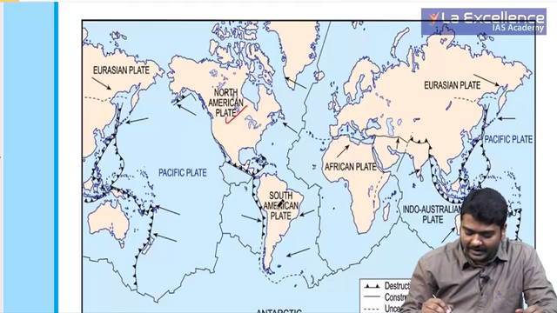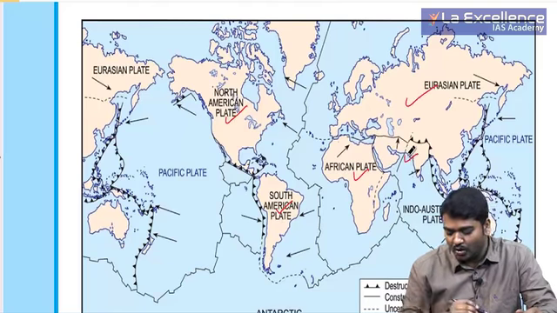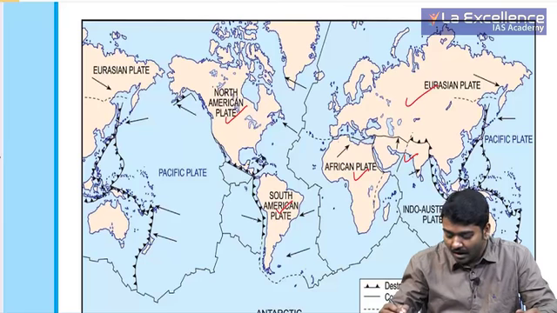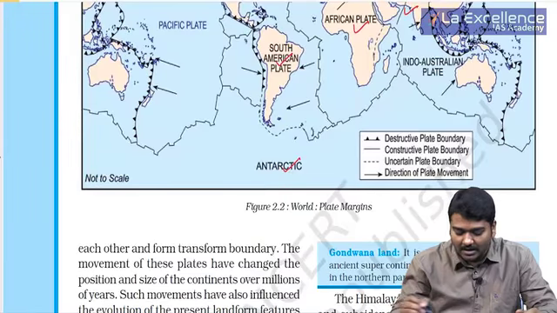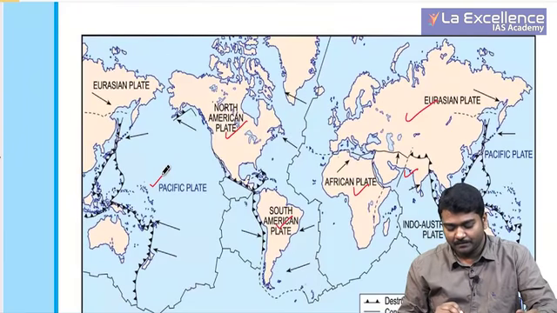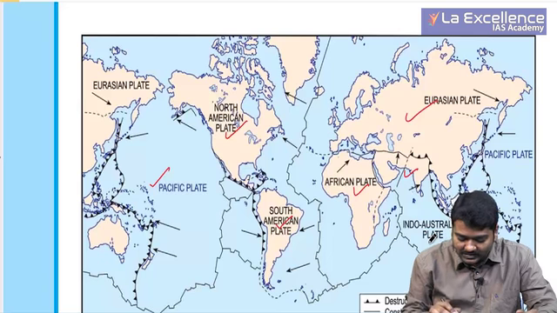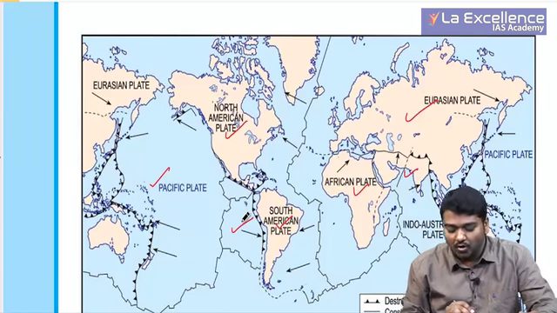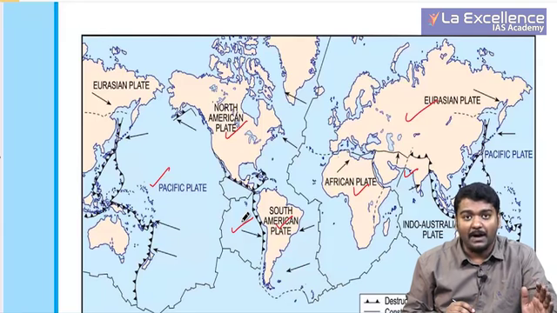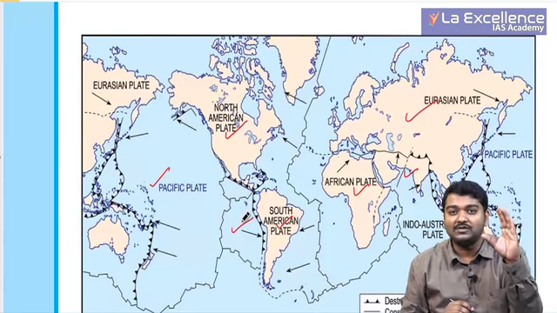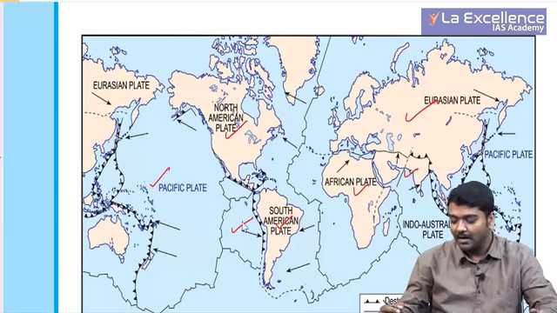North American plate, South American plate, African plate, Eurasian plate, Indo-Australian plate, and you have Antarctica plate, correct? Then you have Pacific plate, right? Then we also have to see the smaller ones, Nazca plate, Cocos plate and other plates which are actually present in different parts of the world. And we have also seen continental is lighter and oceanic is heavier, right?